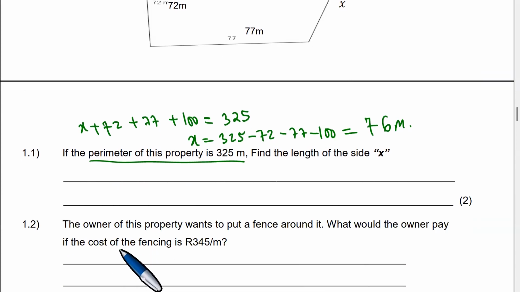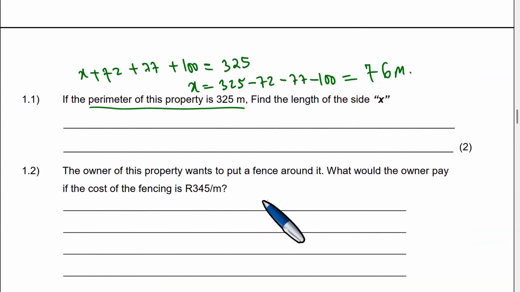The owner of this property wants to put a fence around it. What would the owner pay if the cost of fencing is 345 rand per meter? What do you think is the answer to the question?